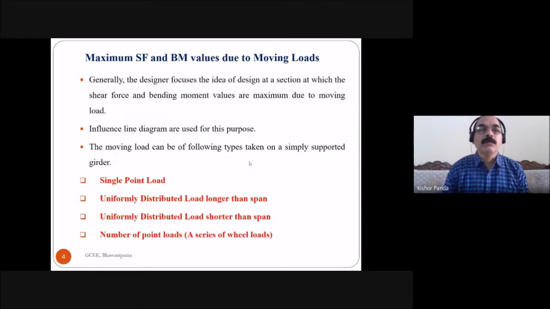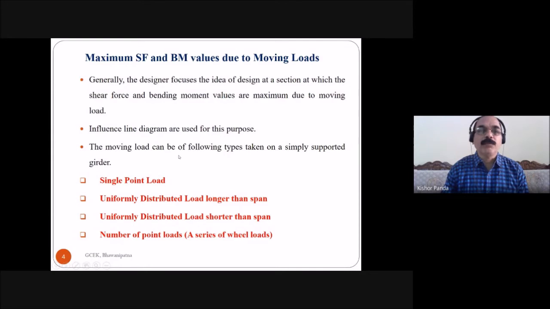So here we'll find out the maximum shear force and bending moment values due to moving loads. You know how to draw the influence line diagram at a specified section due to moving load for maximum shear force and bending moment. Generally, the designer focuses the design at a section at which the shear force and bending moment values are maximum due to moving load. The influence line diagrams are used for this purpose.